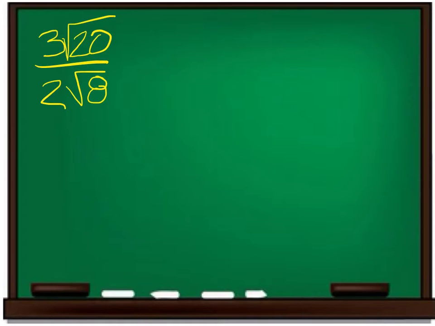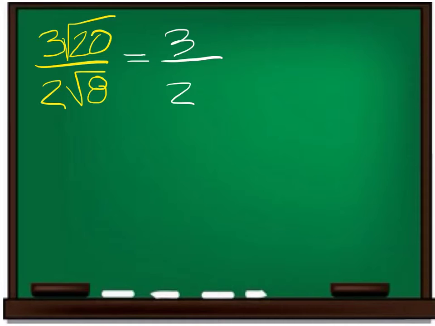The 3 over 2, of course, you can't simplify that. But what's the highest number that goes into 20 and 8? 4. If I divide 20 by 4, I get the square root of 5. If I divide the square root of 8 by 4, I'm going to get 2, the square root of 2.